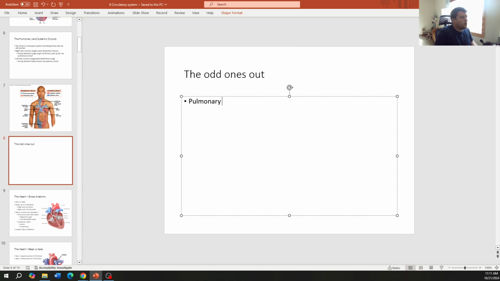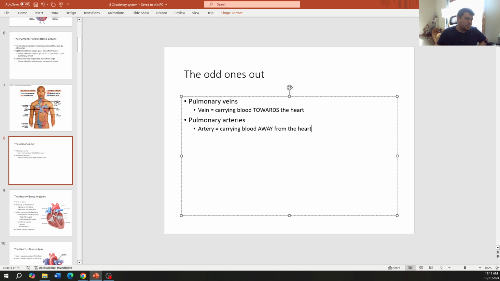These are our pulmonary veins and pulmonary arteries. These are the vessels. Let's do pulmonary veins because it's a vein carrying blood towards the heart, and because it's an artery carrying blood away from the heart. Most often we associate veins being deoxygenated and arteries carrying the oxygenated blood. This is the only instance where that is not true.